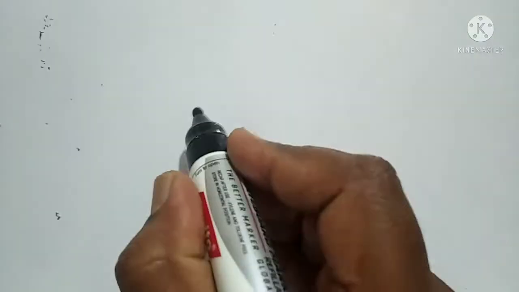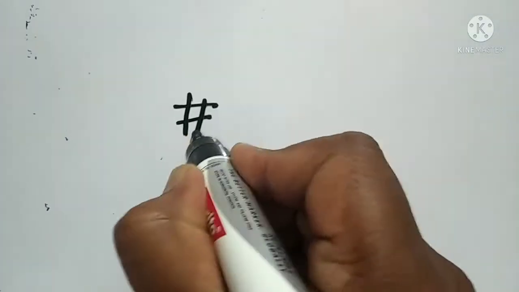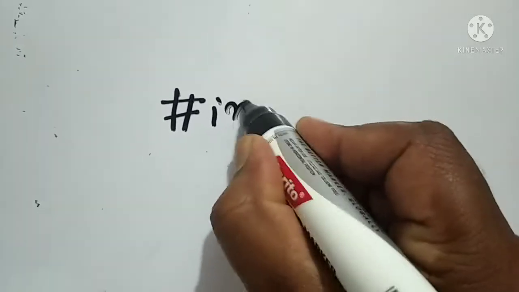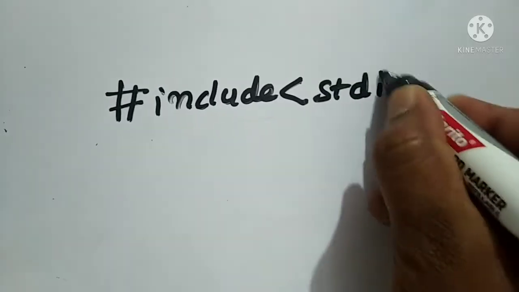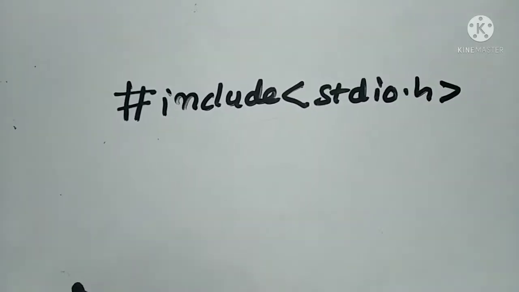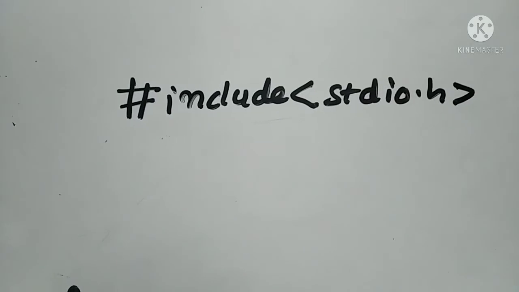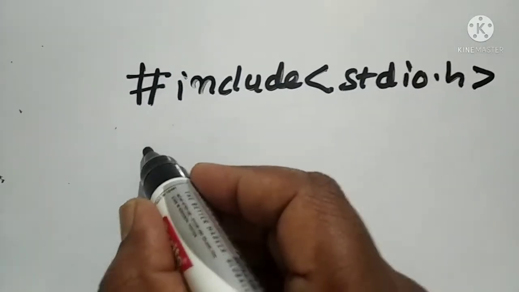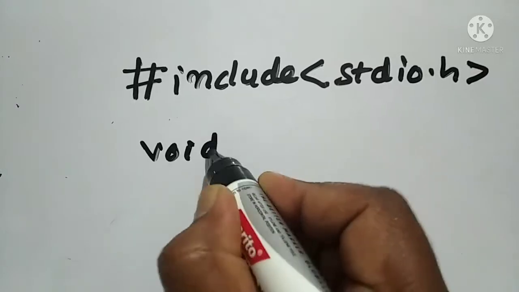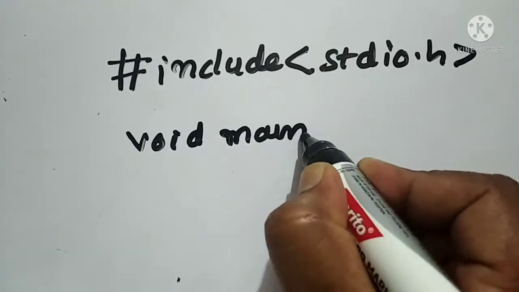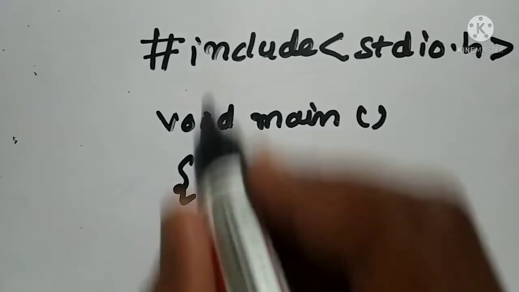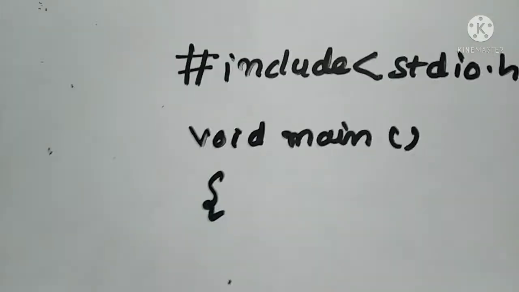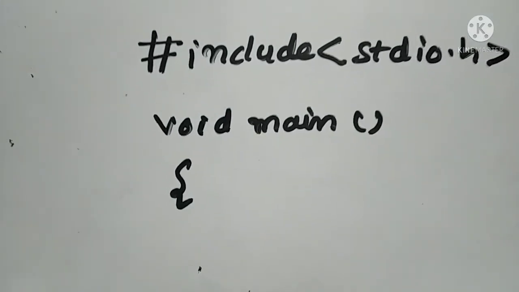In C language, if I want to write the body of a program, very important, the first instruction should be #include <stdio.h>. This is the instruction I have to use. This is the first instruction. Then void main. Void main indicates that main does not have any return value. If we use int main, then we have to return an integer at the end of the main function.